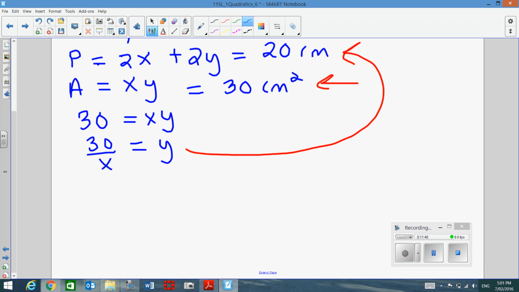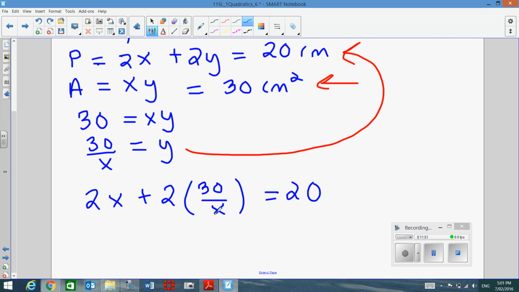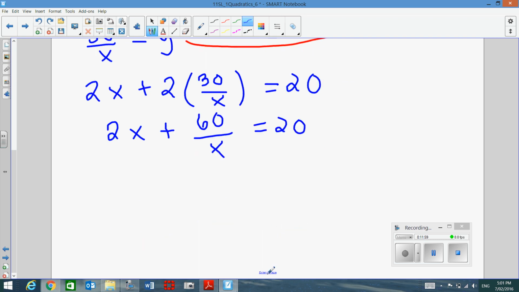So I know that I have 2x plus 2y to make 20. So that y is going to be 30 divided by x. That leaves me with 2x plus 60 divided by x equals 20. And now we're going back to what we did in the first few sections of this chapter. I need to make this look like a quadratic. So I'm going to multiply through by x in order to get rid of the x in the denominator here.